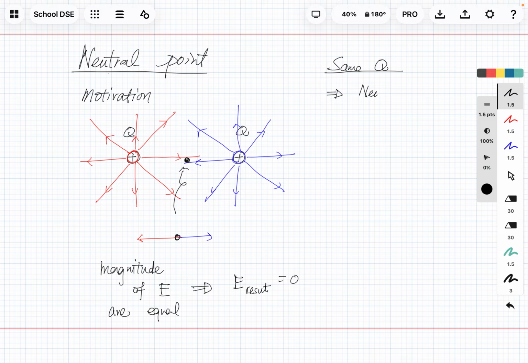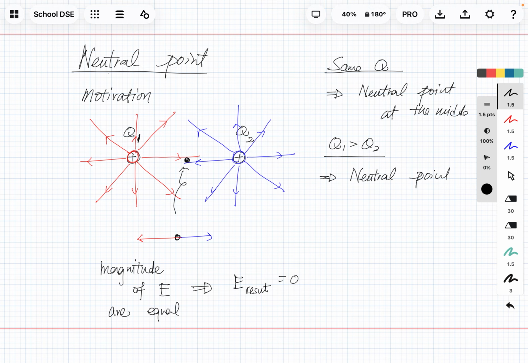So let's say the lowercase m is smaller. Based on the conclusion we make here, that the neutral point should be closer to a weaker charge, for the case of the gravitational field, where should the neutral point be? Should it be closer to the larger mass or smaller mass? Kieran?